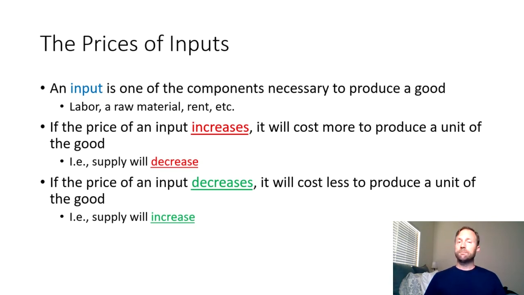On the other hand, if the price of your inputs decreases, well, then it becomes cheaper to produce every unit, and so sellers will be more willing to sell units at any given price than they were before. So a decrease in the price of an input is going to increase the supply of the product.